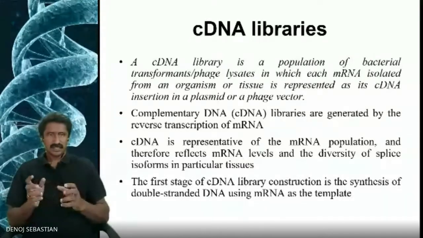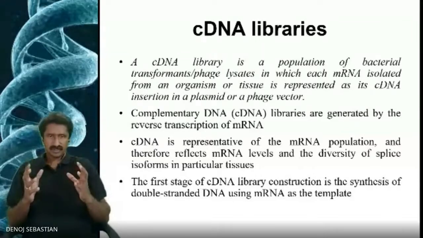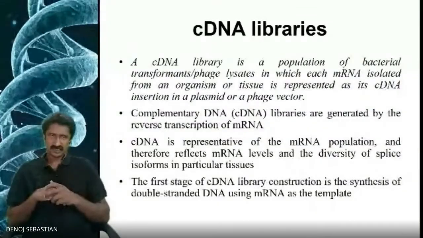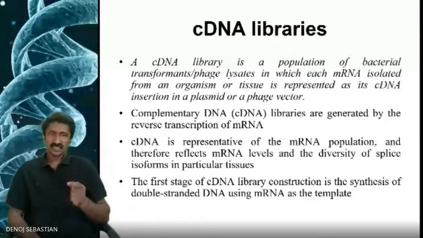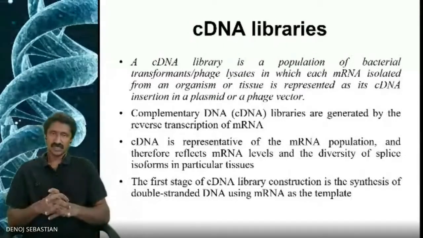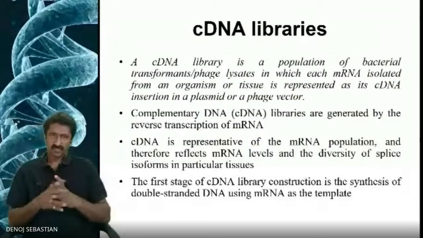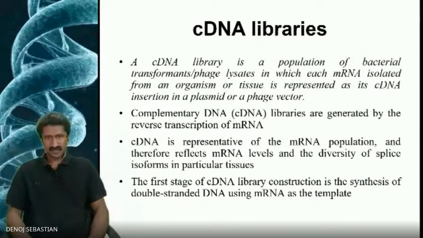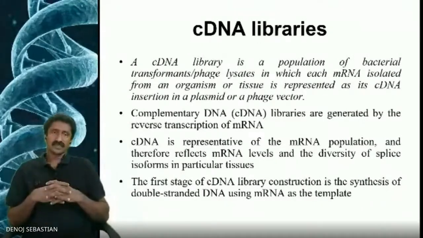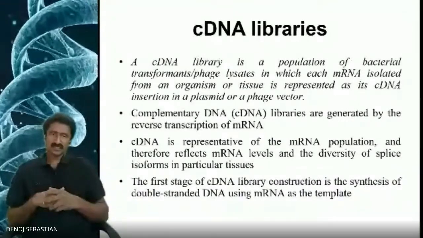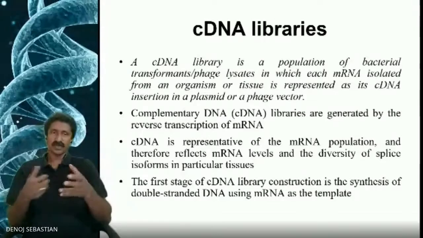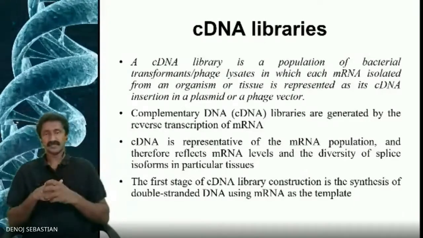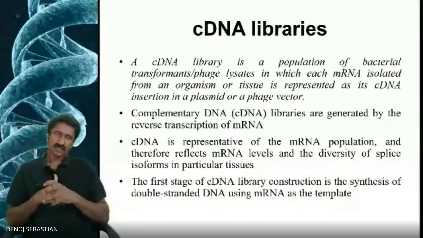That means it's a population or a collection, a library of a population of bacterial transformants or phage lysates, which means the vectors, in which all the mRNAs isolated from an organism or tissue are represented as their cDNA or complementary DNA insertion in a plasmid or phage vector. So we are constructing a collection of recombinant DNA constructs with the plasmid or phage vectors, which are incorporated with the complementary DNA prepared from all the mRNAs isolated from an organism.